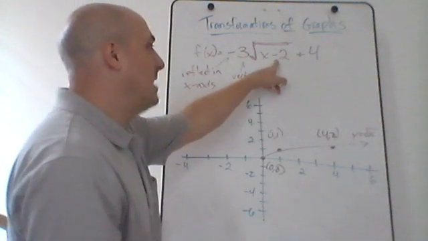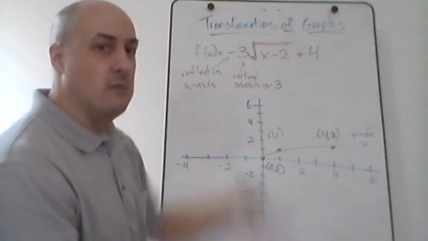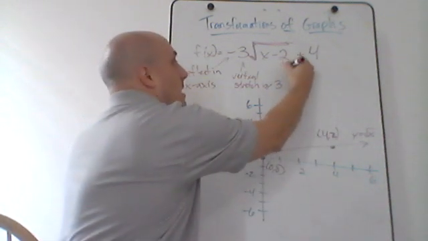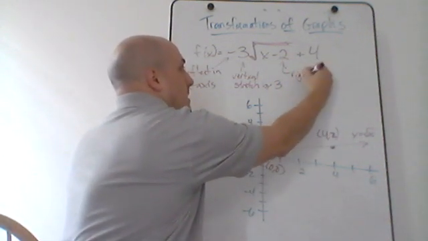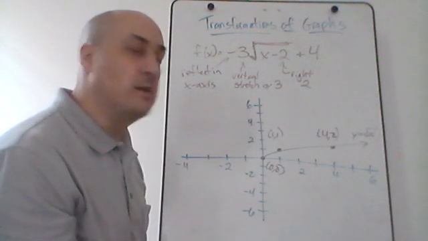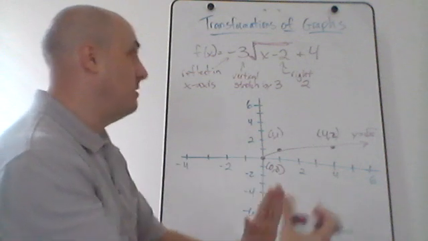I have that x minus 2 inside the square root function. So again, inside the parent function affects the horizontal direction. Minus 2 is actually going to be to the right 2 units. Remember, when it's inside the parent function, it's kind of the opposite of what you expect. Minus 2 actually moves the graph to the right 2.